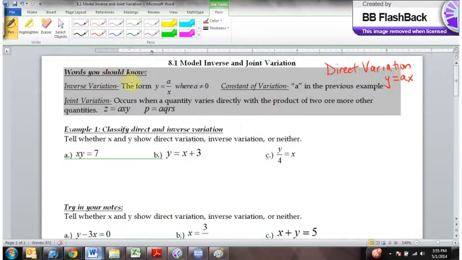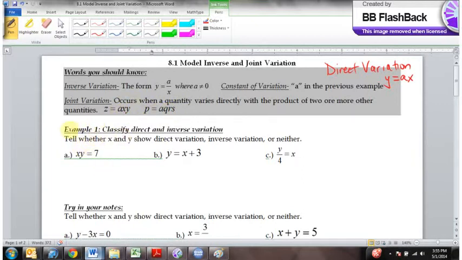Now we're going to do inverse variation. And the difference here is that instead of ax, we have a over x. A can't be 0 because then you just have y equals 0. The a is called the constant of variation. We're also going to talk about joint variation. It looks kind of like direct variation, except we can have more than one letter. So we still have a, our constant of variation, and we have more than one letter going on here. It could be 2 or more.